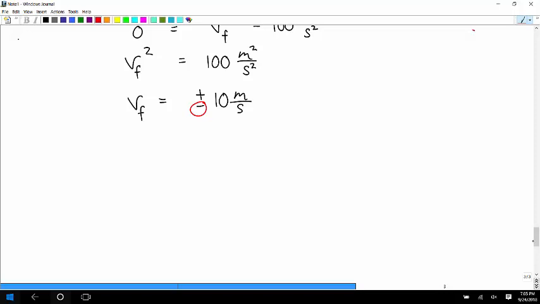Okay, let's do part C. Why don't you try to do it? Work through it with each other. Ask me questions if you get stuck. But let's figure out now what the velocity is going to be of the ball just before it hits the ground.